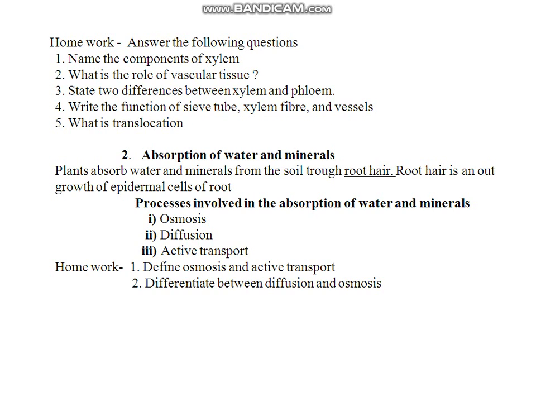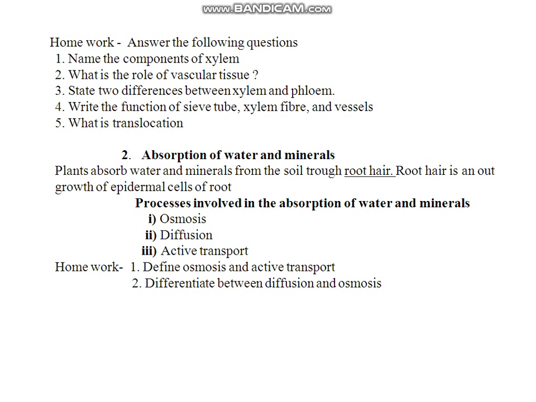Now, what are the processes by which plants absorb water and minerals? There are three processes, and these are osmosis, diffusion, and active transport.